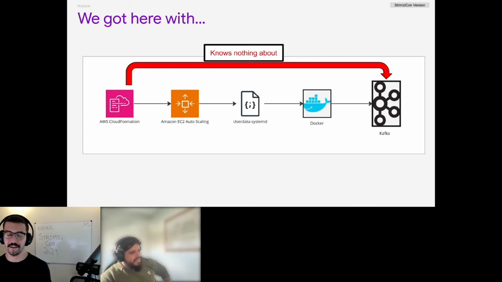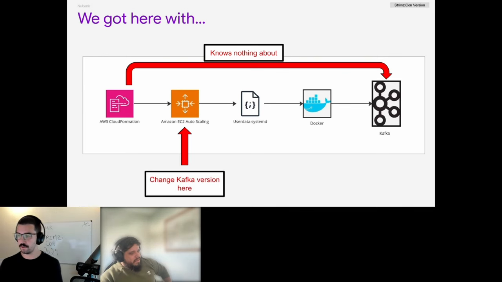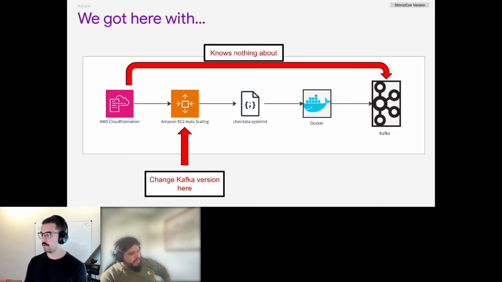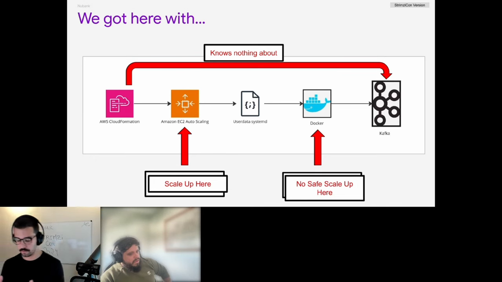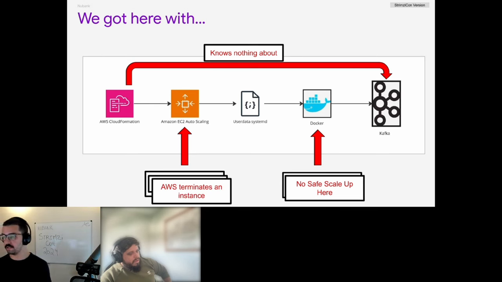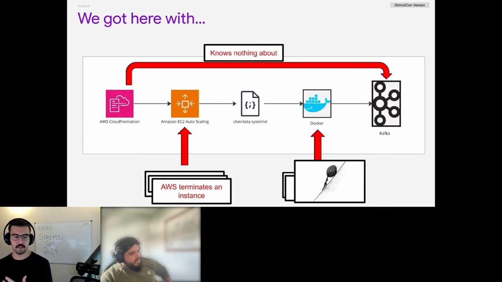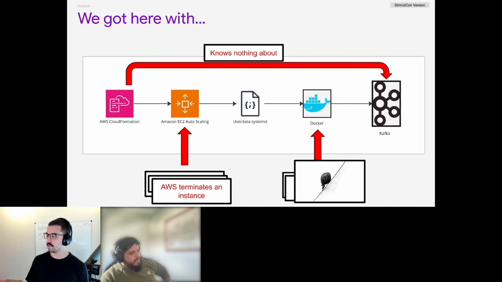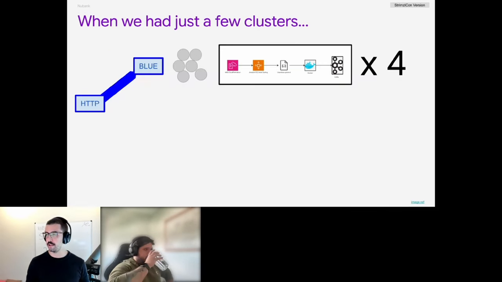Well, many, right? But CloudFormation knows nothing about Kafka. So whenever you change a Kafka version, there is no safe way to apply it. Whenever we scale up, there is no safe way to scale up. The system is not aware of the application that's running. And when AWS terminates an instance, well, it's basically a KTLO, keep the lights on, effort to make sure that things are running smoothly. And sometimes we have to jump in and fix stuff by hand.